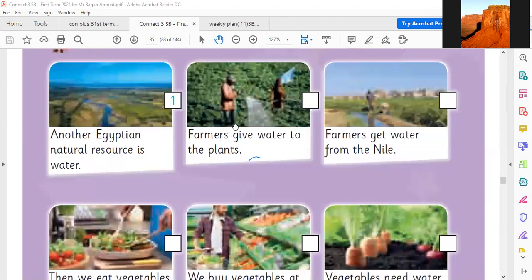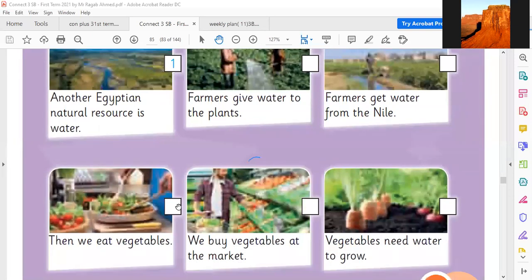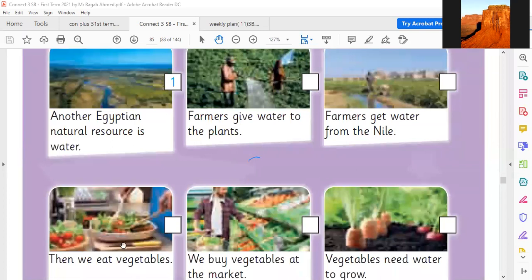Now, students, look at the picture. These pictures are telling us what happens from the beginning to the end. The end is here. We eat vegetables. But what happens in the beginning?